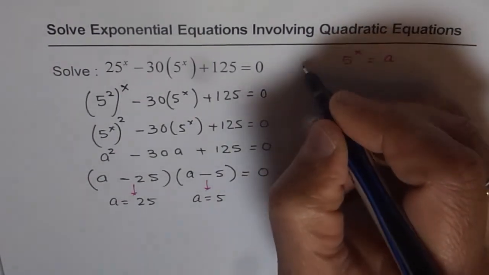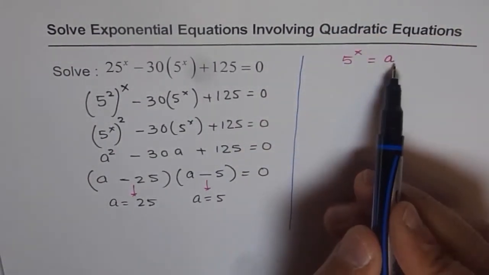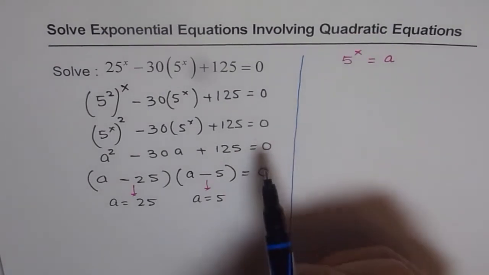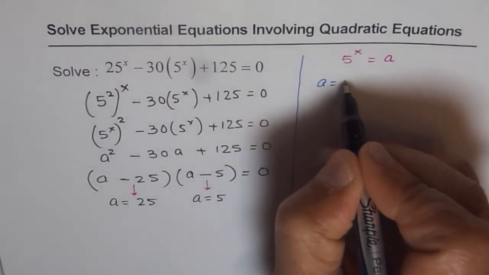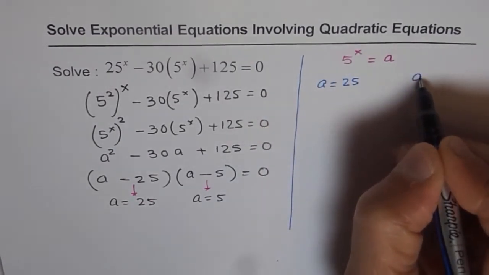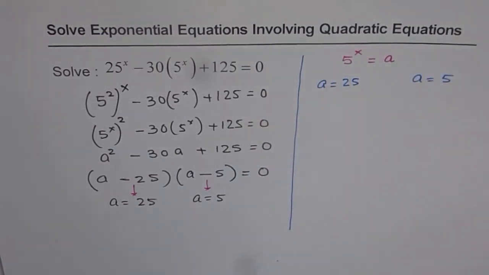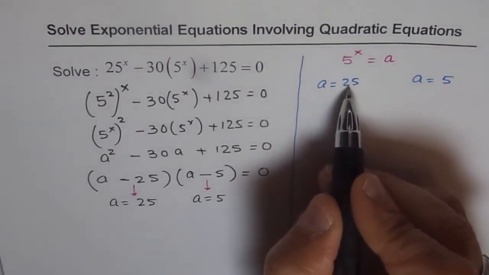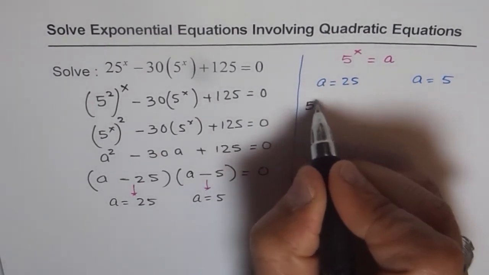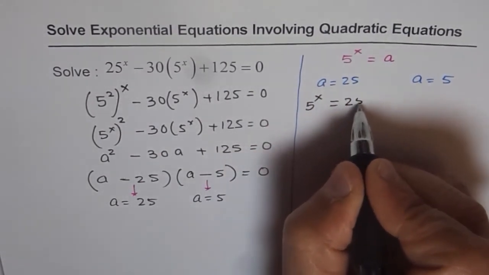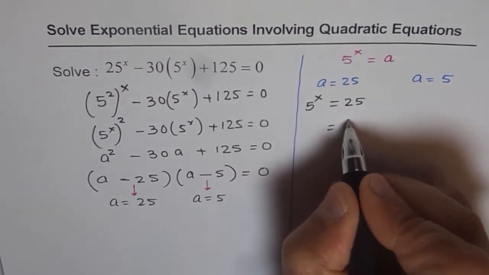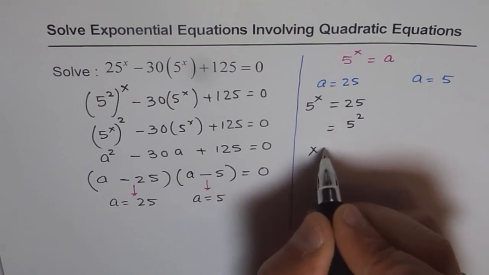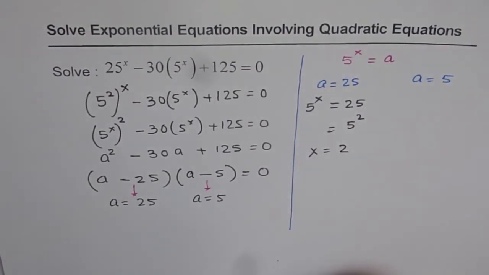Now with this, we know the value of a, but what is a equal to? a is 5 to the power of x, right? So we have two values of a. One is a equals 25, and the other one is a equals 5. For both these values, we can find the value of x, correct? So if a is 25, then 5 to the power of x equals 25, right? That means 5 square, since you can write 25 as 5 square, we get x equals 2 as one of our solutions.